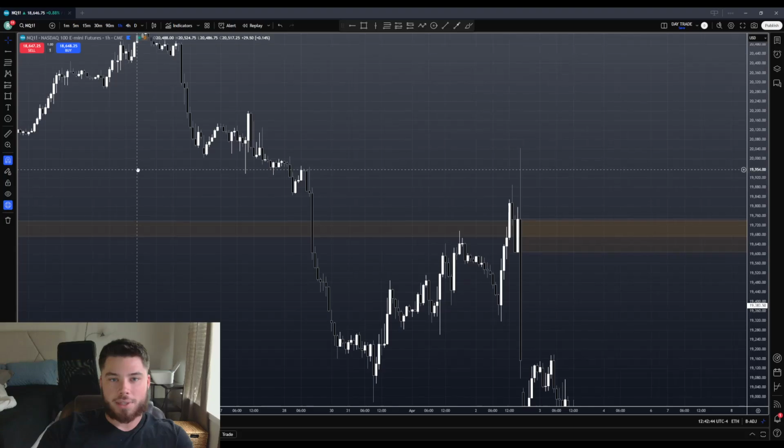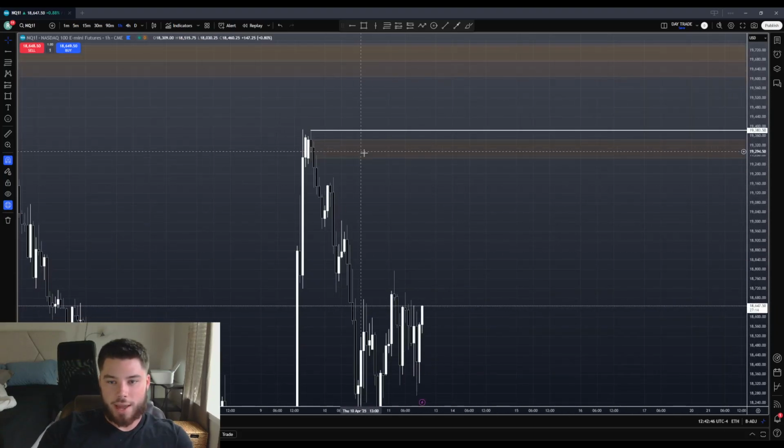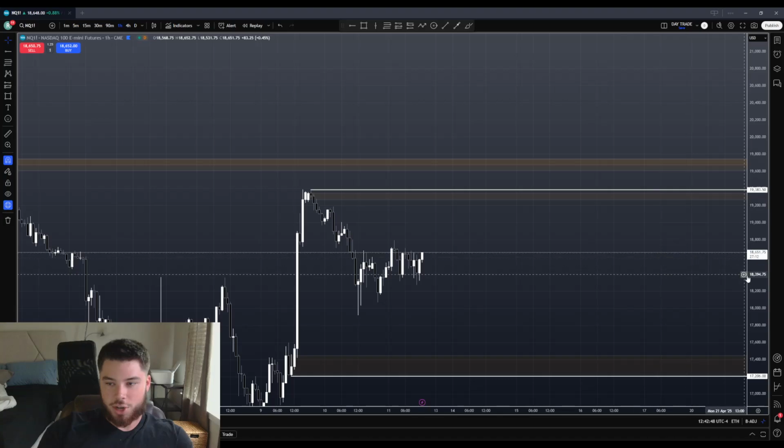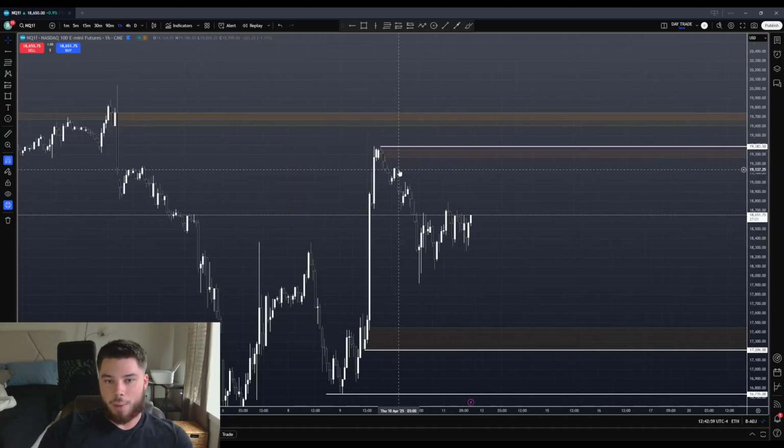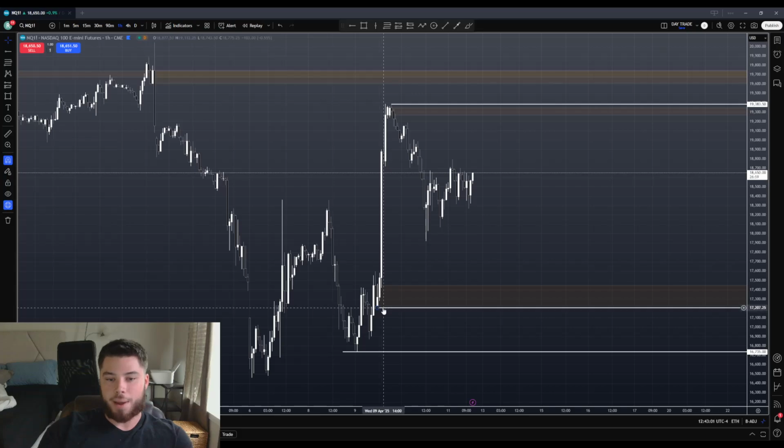Unmitigated means they haven't even been touched. These are great to look at, like something like this. The order block was created. It hasn't been touched. The longer it goes without being touched, the more desirable it is. The best way to think of it is think about how desirable price is. This high right here, right? It's pretty desirable. Bulls probably want to take this out. This low, bears probably want to take out.